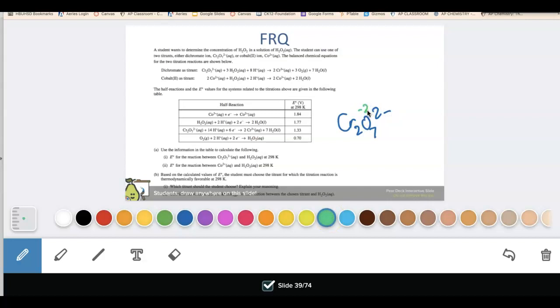Oxygen's -2 most of the time. That gives me a total of -14 because there's 7 of them. Now my overall charge is -2. So this guy is +6. Why? Because 6 times 2 is +12. +12 and -14 give me a -2 charge. So chromium is going from +6 to +3. That's reduction.